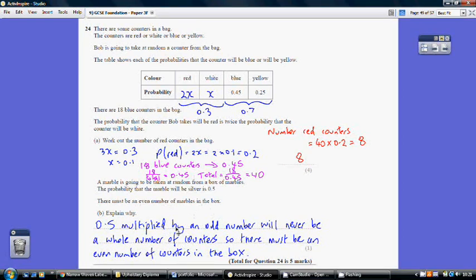So 0.5 multiplied by an odd number will never be a whole number of marbles, sorry, I said counters. So there must be an even number of marbles in the box. So yeah, ignore where it says counters there, that should be saying marbles.